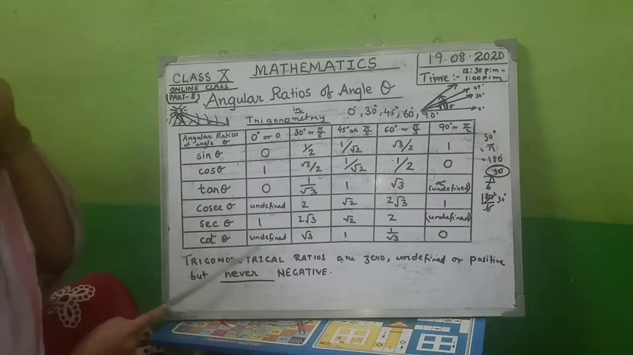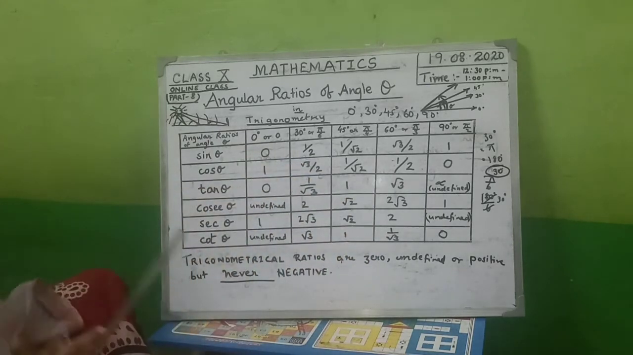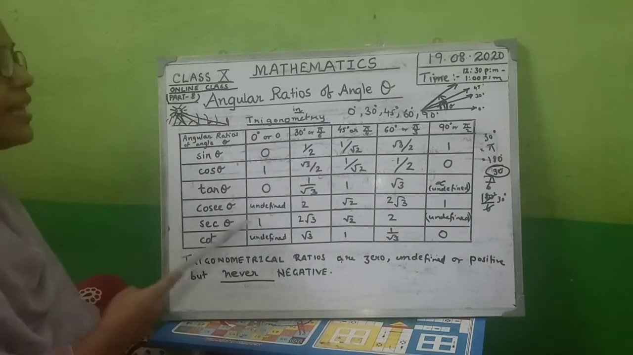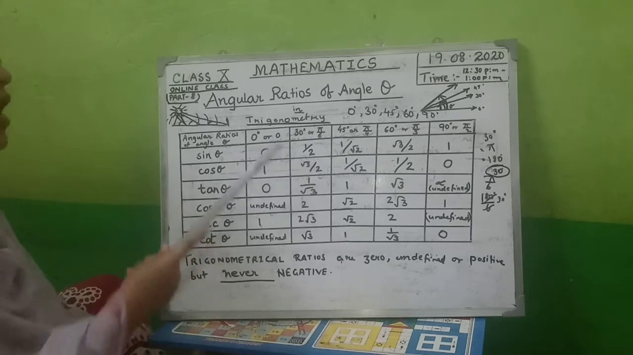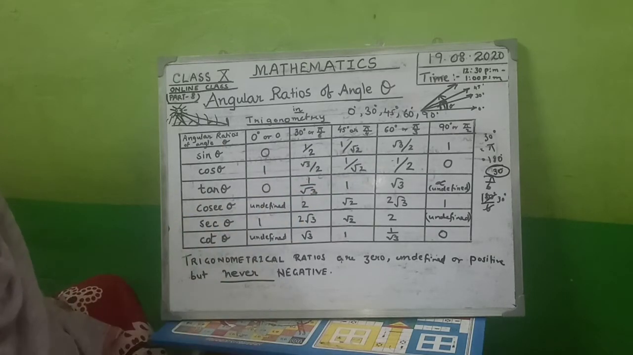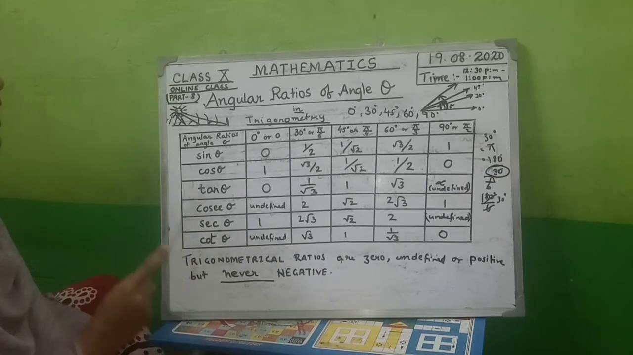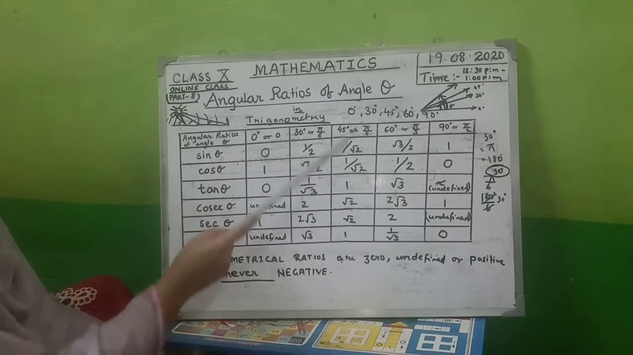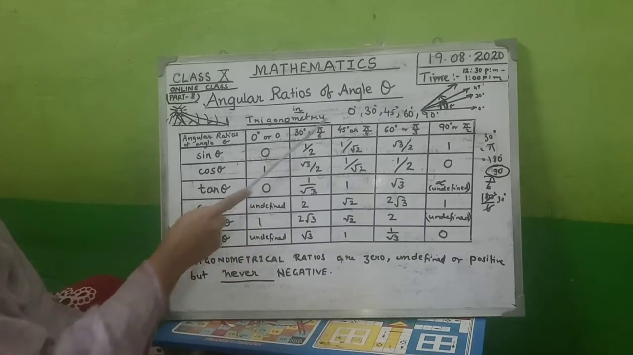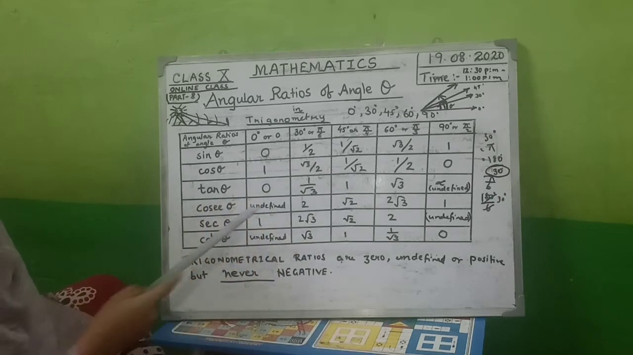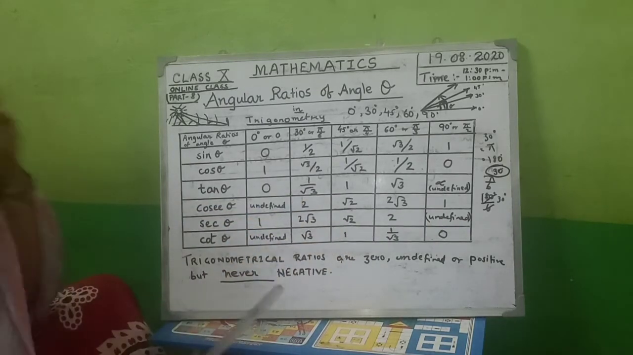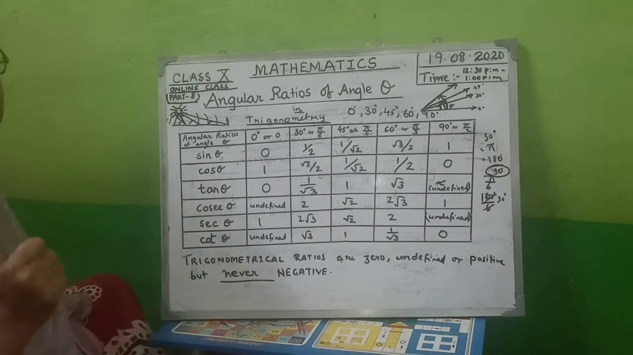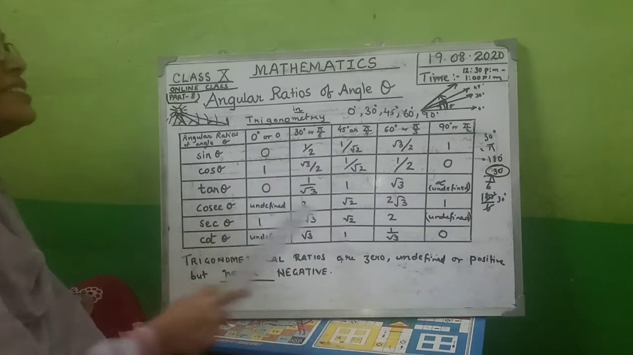Sec theta is just the reverse pattern of cosec theta. So if you learn one, then it is very easy to remember the other, just the reverse pattern. Sec 0 degree is 1, sec 30 is 2 by root 3, sec 45 is root 2, sec 60 degree is 2 and sec 90 degree is undefined. Just the reverse pattern of cosec theta.